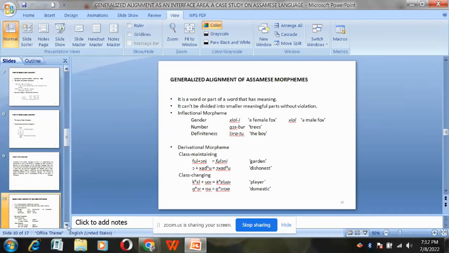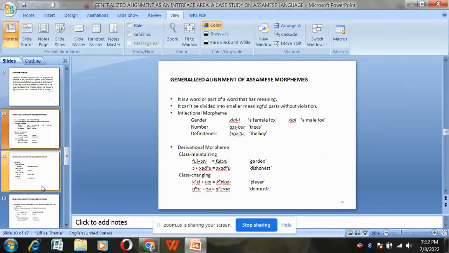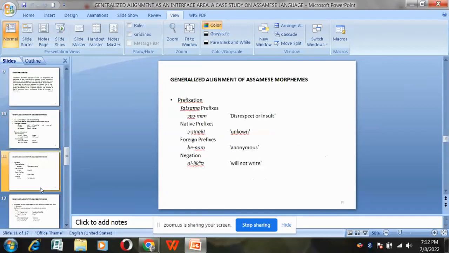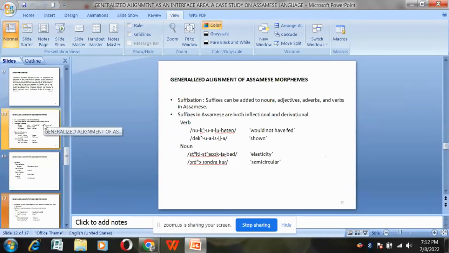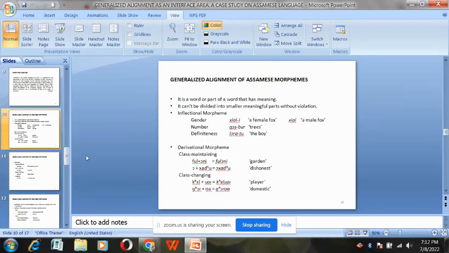So you have given these inflectional morphemes as gender, number, and definiteness. Yes, ma'am. So you have given the counterpart for male and female in gender as hiali and hial. Now, if you want to give the counterpart of singularity and plurality in number, then basically Laura 2 is singular, right? Because if it's pluralized, it will be Laura Bur.